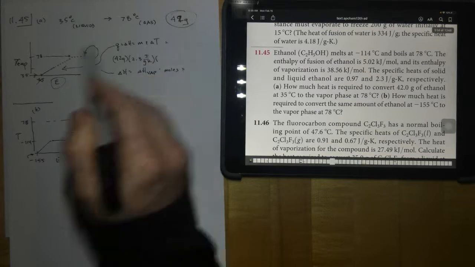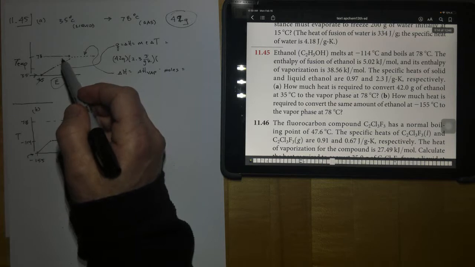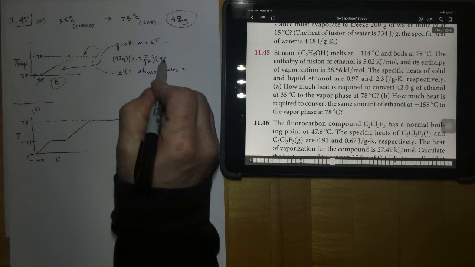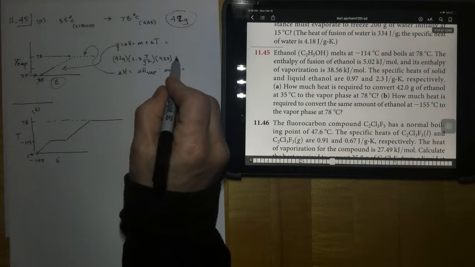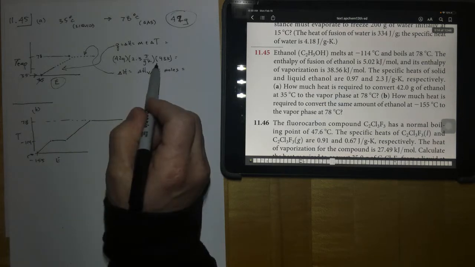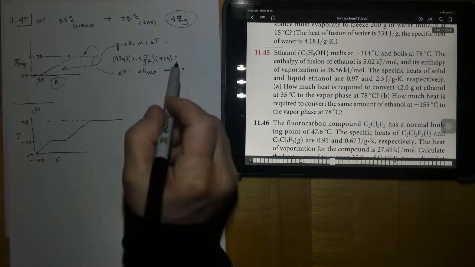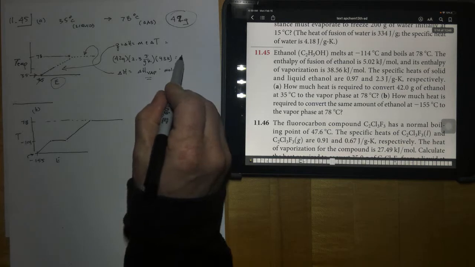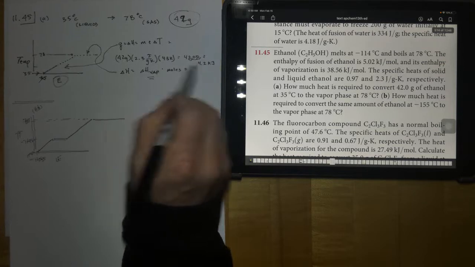And then times the change of temperature, and we're going from 35 all the way up to 78. So we're going to change it 43 Kelvin, or 43 degrees, even though they don't use the word degrees for Kelvin. Multiply those together, and then we have to convert that to kilojoules. It gives us about 4.2 kilojoules for that process.